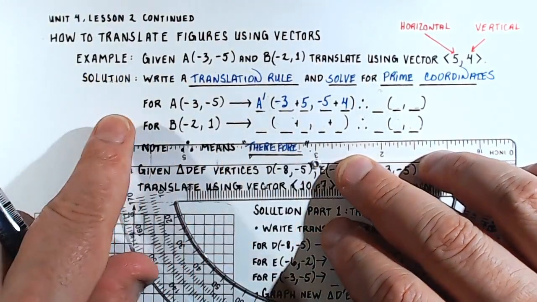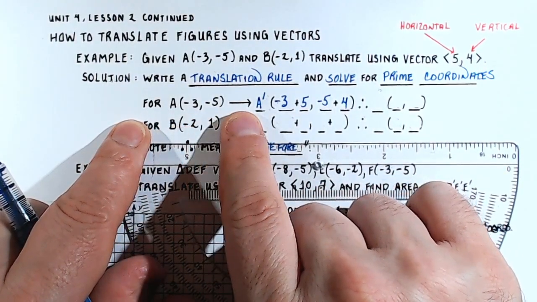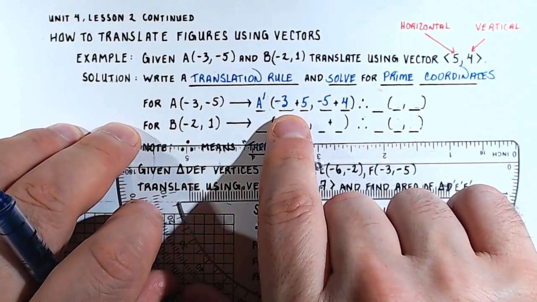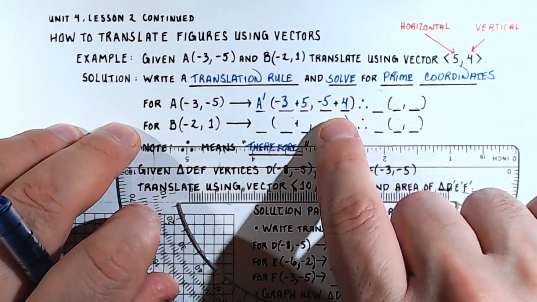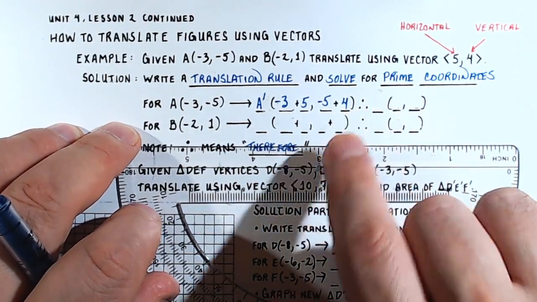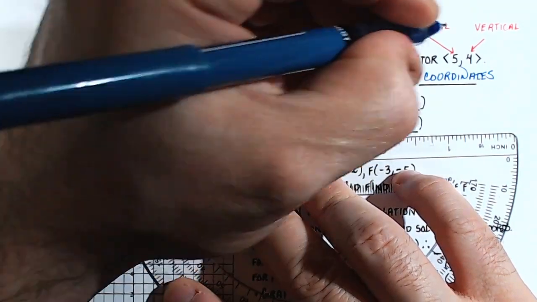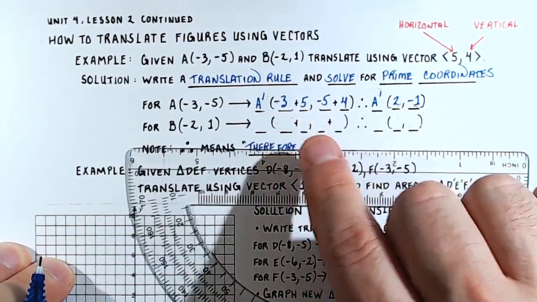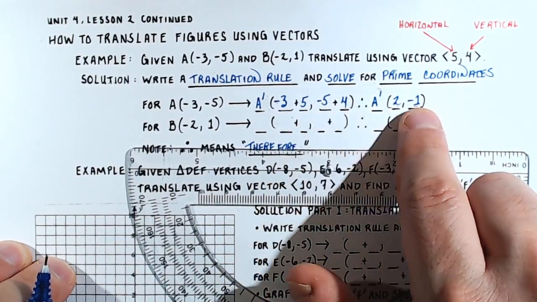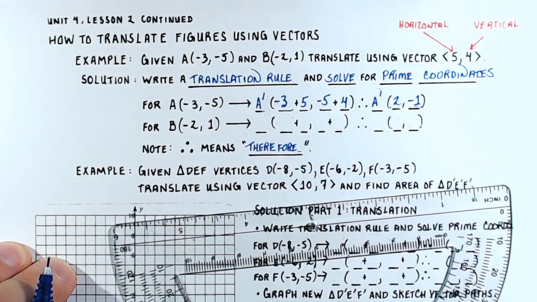Let's read this out loud. For A at -3, -5, A prime is at -3 plus 5, -5 plus 4. Therefore, A prime is at 2, -1. -3 plus 5 is +2, and -5 plus 4 is -1. So that's where the A coordinate lives after it's been translated.